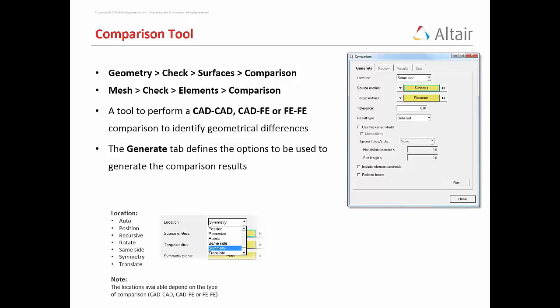HyperMesh can also automatically calculate the transformation matrix, and then you just have to select the auto option under the location. Then you select the source and the target entities. You have to define a tolerance value. There are some more options to include shell thickness and some options to improve the accuracy of the comparison, however with a result of a bit slower comparison.